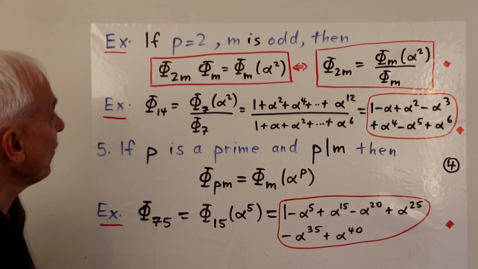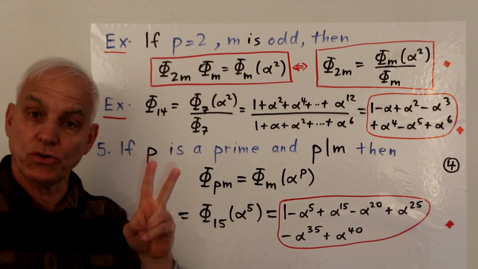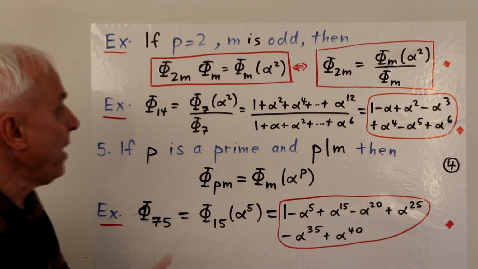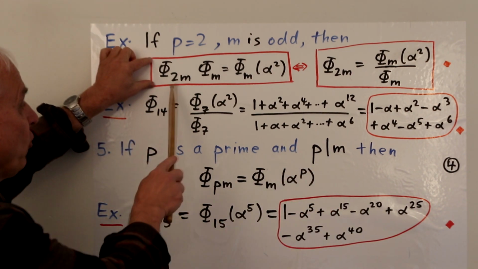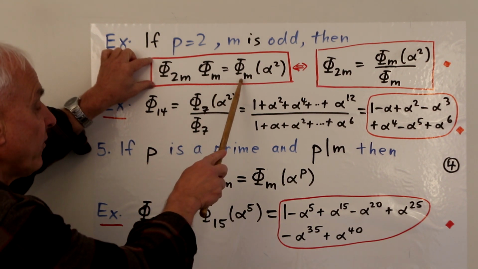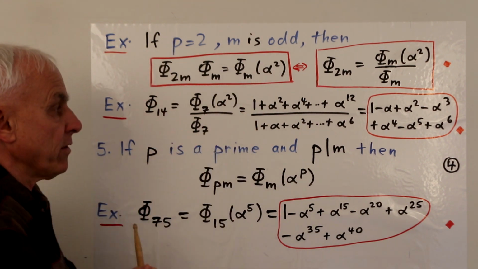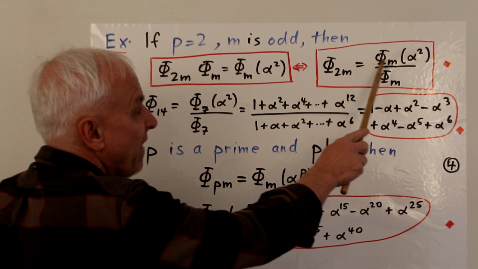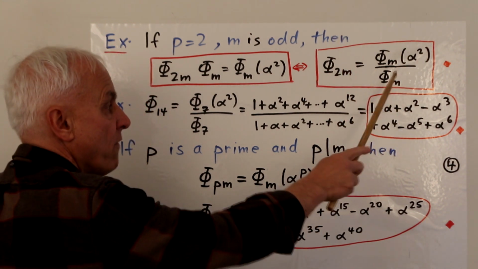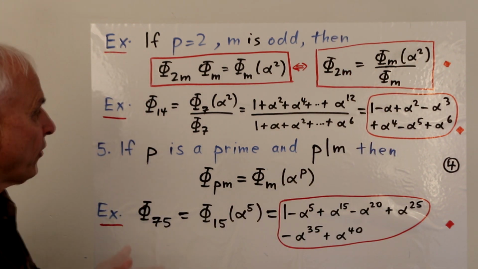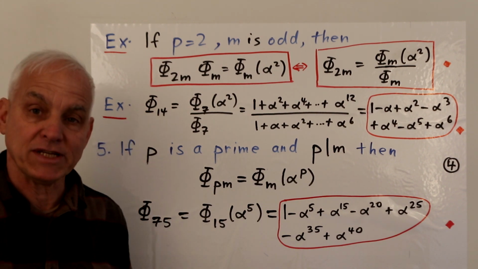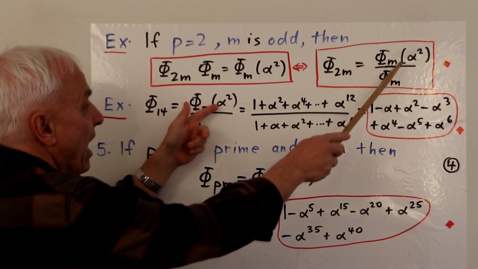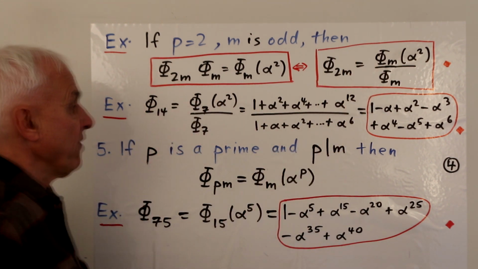Another interesting special case is when p, the prime, is actually just 2, and then m is just an odd number so that they're relatively prime. In that case, the formula is phi sub 2m times phi sub m equals phi sub m evaluated at alpha squared, which we can rewrite if we like as phi sub 2m is the quotient phi sub m of alpha squared over phi sub m. So for example, if we're interested in phi sub 14, 14 is 2 times 7. So we're going to get phi sub 7 of alpha squared over phi sub 7.